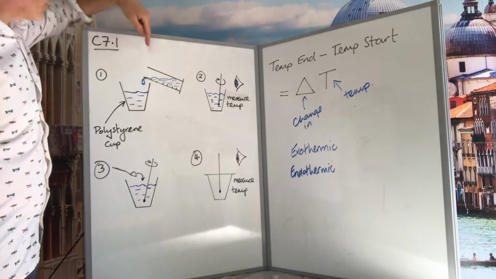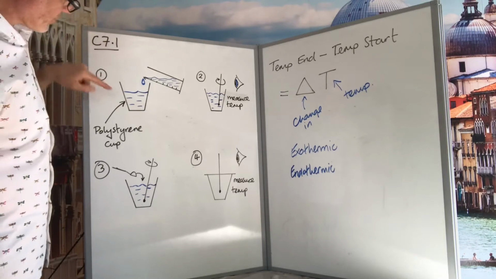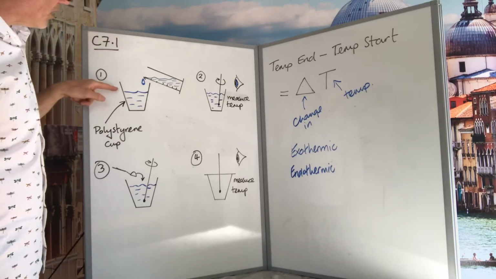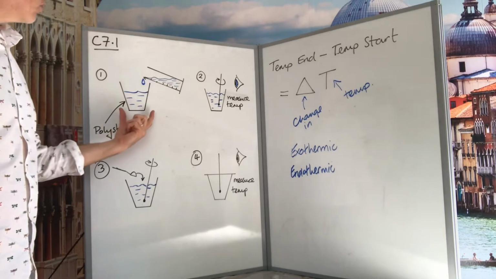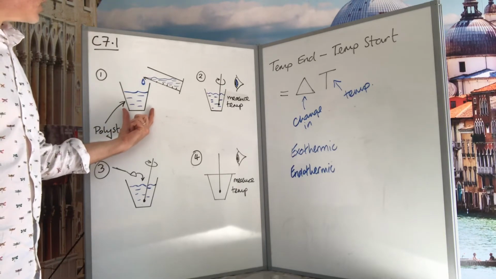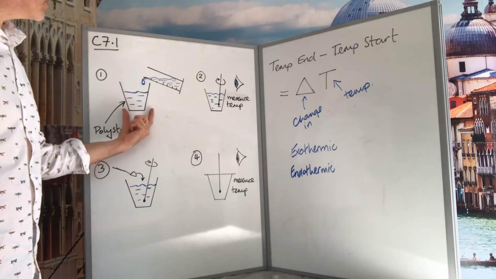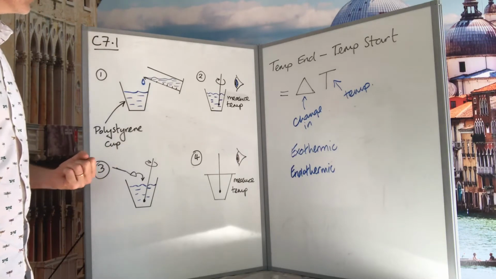Step number one, we add our first reagent into a polystyrene cup. Polystyrene cup because it's insulated and it will help to protect that from any external heat source. Okay, so it'll give us more reliable results.